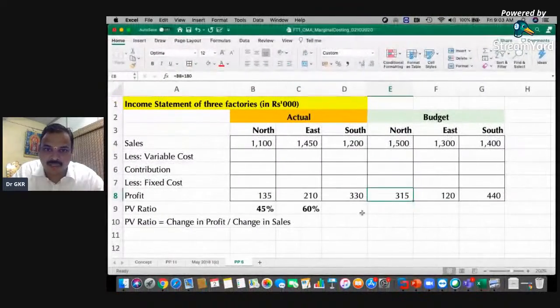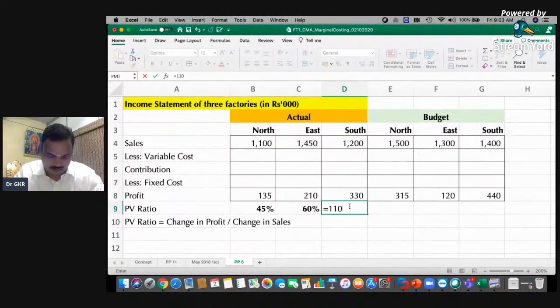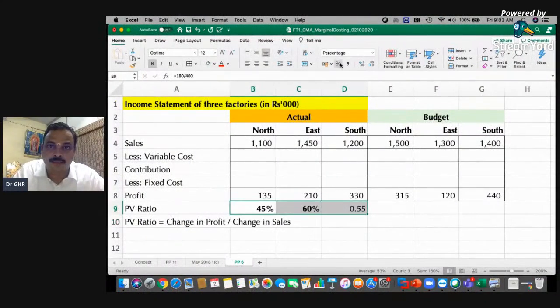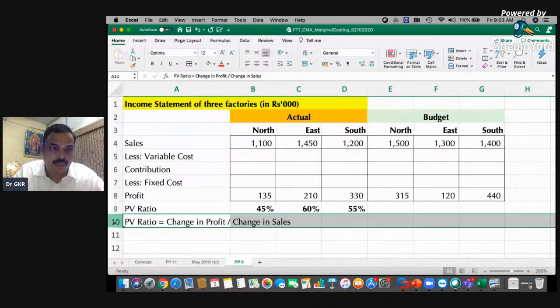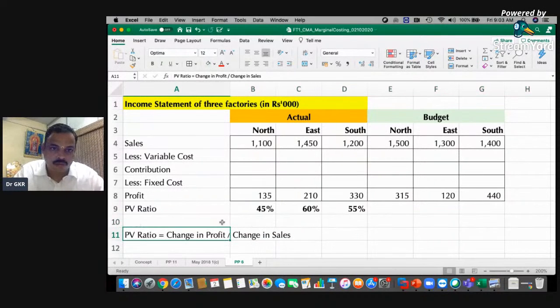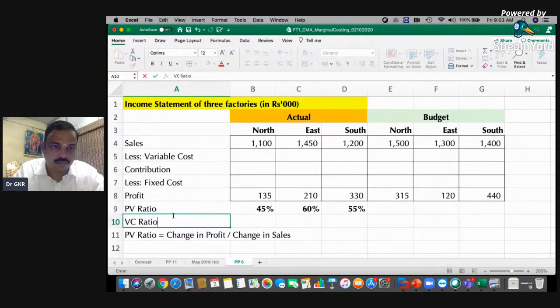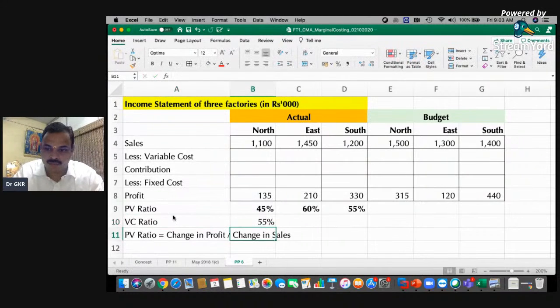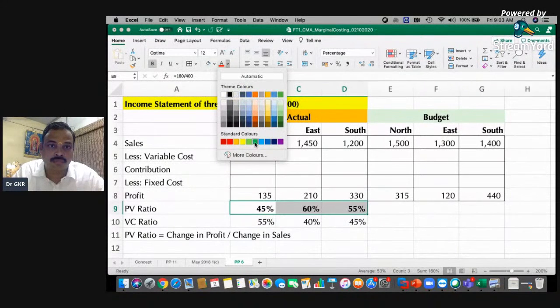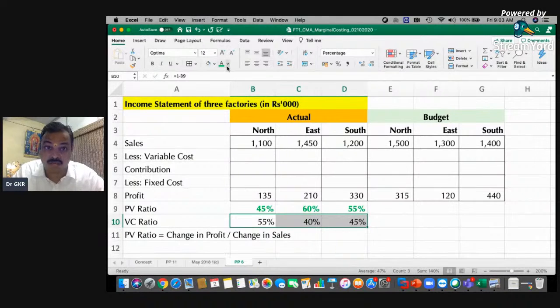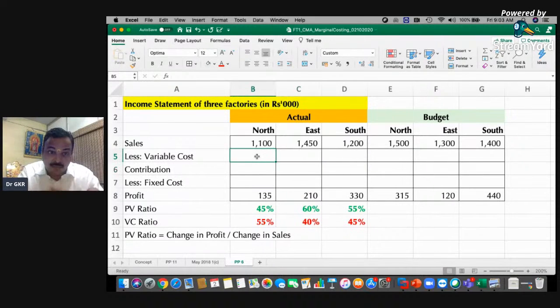So for south, it is directly 110 divided by 200. It is 55%. So now, if your PV ratio is 45%, what is your variable cost ratio? Variable cost ratio is 55%. Similarly, 40%. Similarly, 45%. So this is your PV ratio. I'll put this in green color. Variable cost ratio is cost, so I'll put it in red color. So what is your variable cost? That will change, but I cannot put this here.